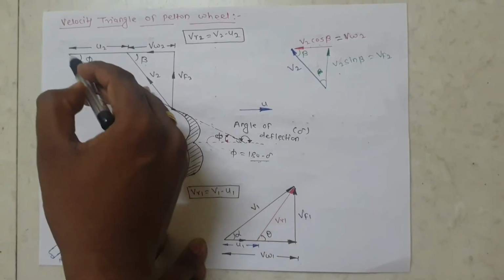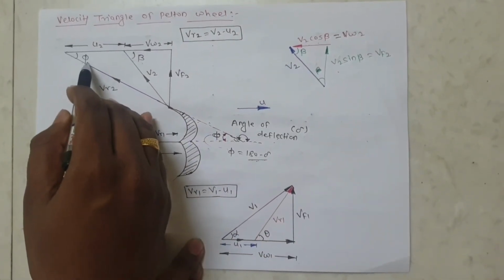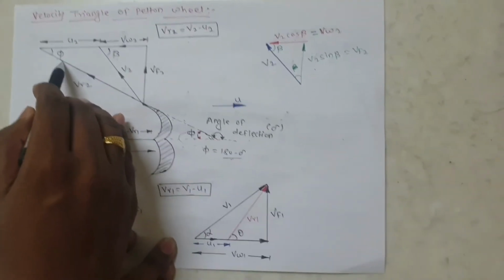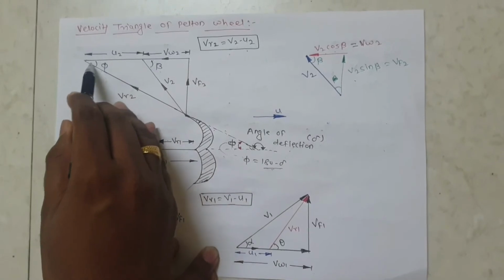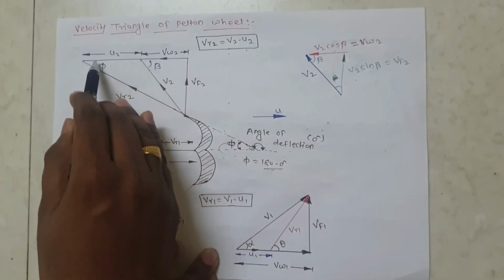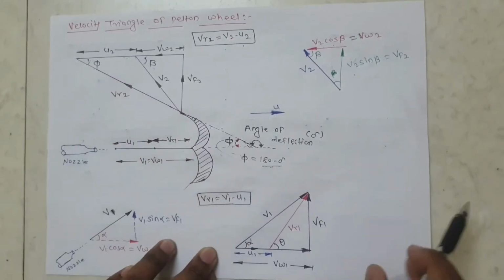So this is your VR2 and the angle made by the VR2 with the horizontal is phi. Phi is the blade angle at outlet. So VR2 is equal to V2 minus U2. This is the U2, blade velocity at outlet.